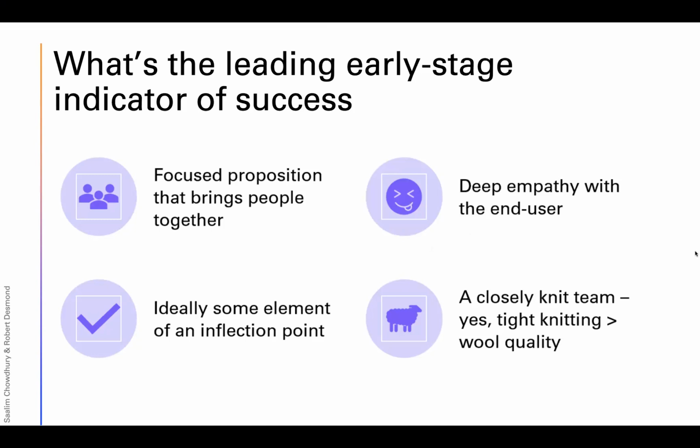Two, you as a founder have to have super deep empathy with the end user. And yes, I don't care how abstract a physicist you are, that doesn't exempt you from that. And odds are you probably have deeper empathy than you think. Three, ideally some sort of inflection point, i.e. the world is changing, people are doing things in a slightly different way. And lastly, it's not the quality of the wool that matters, it's how well it is knitted. You can have the finest quality yarn, but if it's not knitted well, it makes a terrible jumper. Does that make any sense?